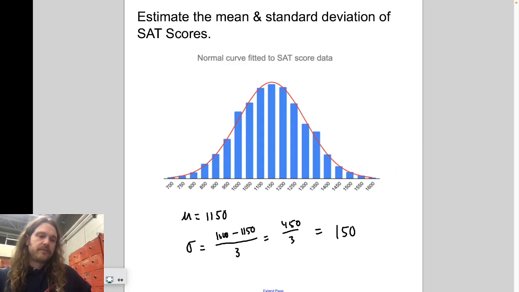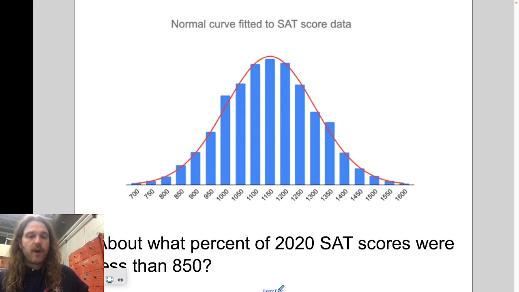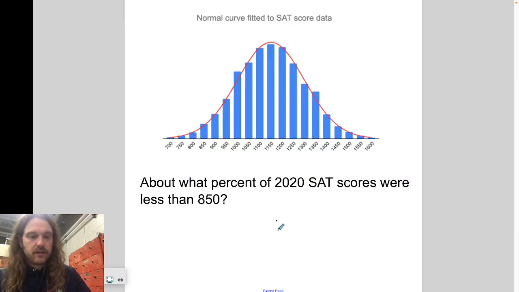All right, cool. So we know what the mean is and we know what the standard deviation is. Now we can do some calculations about what percent of SAT scores were less than 850.